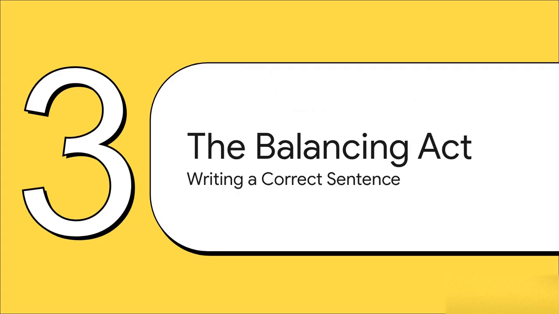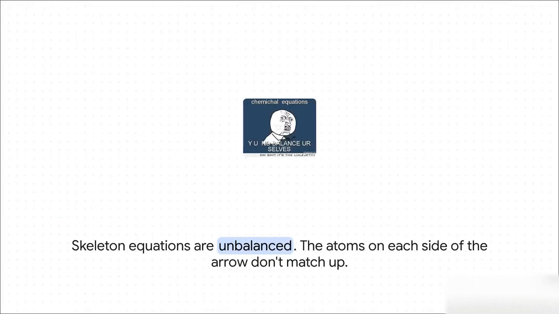Okay, so if atoms can't be created or destroyed, our chemical equations have to show that, right? This is where we learn how to write a grammatically correct sentence in the language of chemistry. I'm pretty sure this meme captures a feeling that every single chemistry student has had. You write out your reactants and products, but the atoms on each side of the arrow just don't add up. This first draft is called a skeleton equation. It's got the right idea, but it's breaking our golden rule.